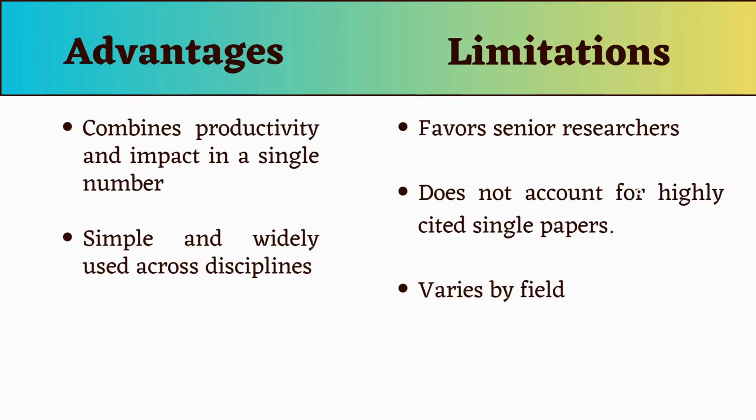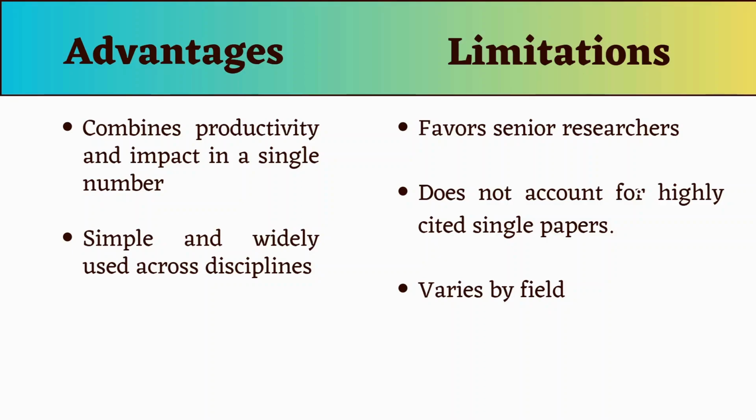So what are the advantages and limitations of H index? In advantages, H index combines productivity and impact in a single number, and it is simple and widely used across the discipline. Limitations are early career scholars may have lower H index even if their work is good, and it does not account for a highly cited single paper.